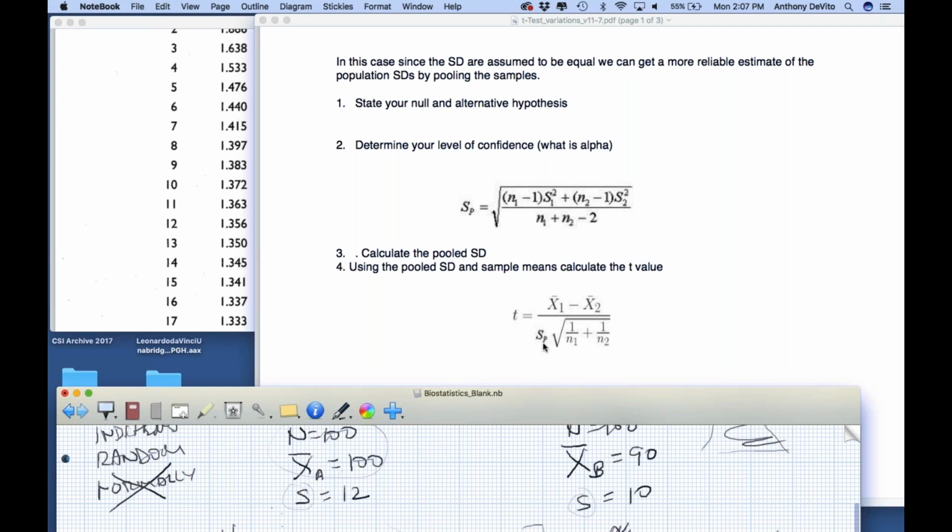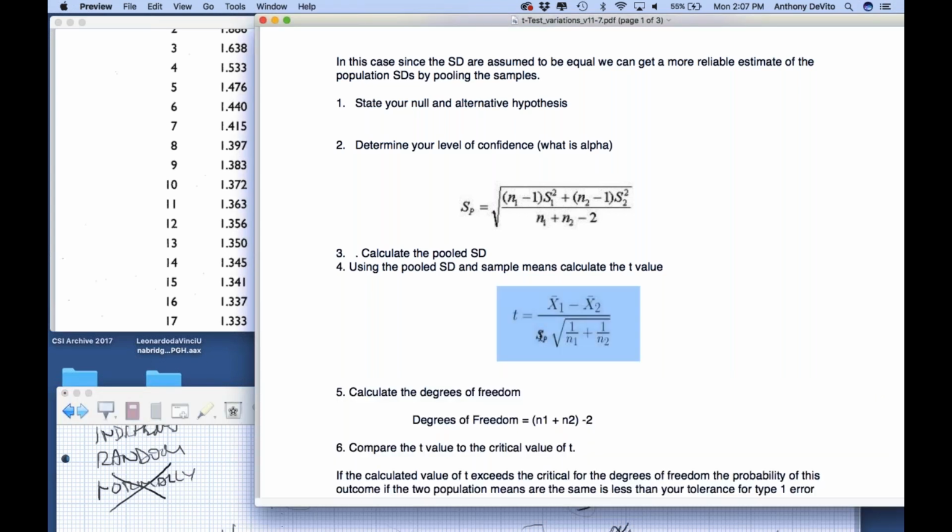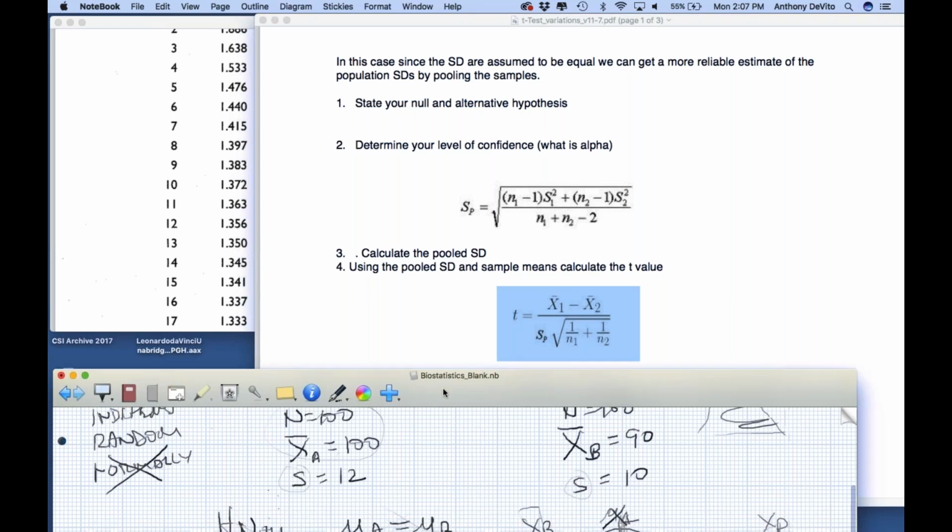Okay, can you see it there on the board? In other words, we need to get that SP before we can calculate the t-score. We have to calculate SP from this formula and plug it in there to find out what our t-score is. So let's go ahead and do that now.